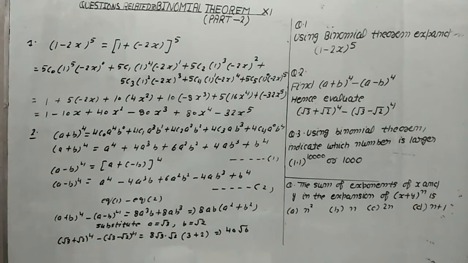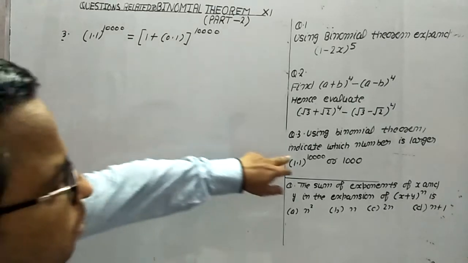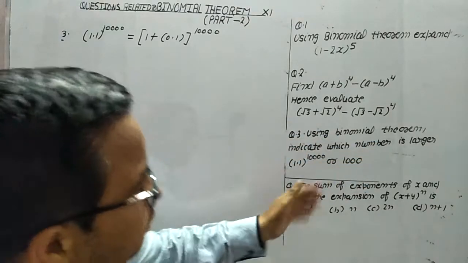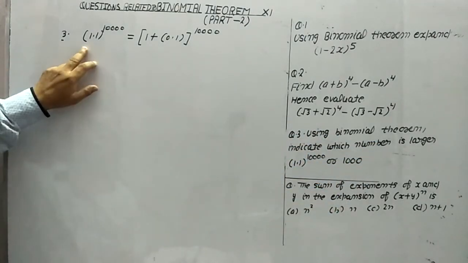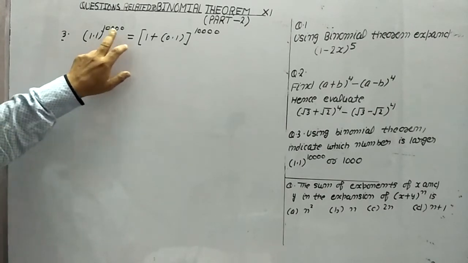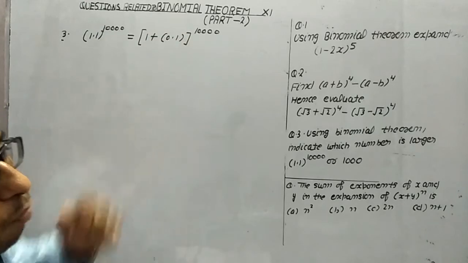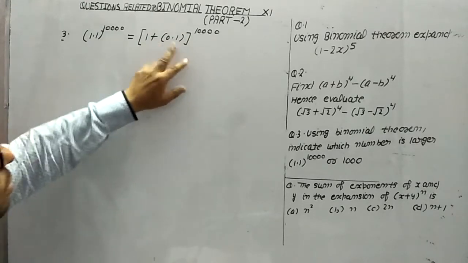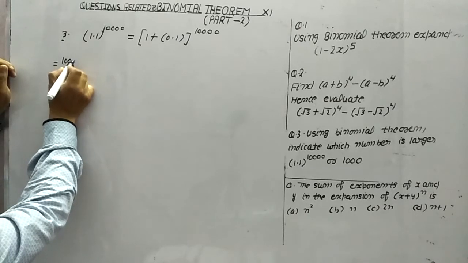Now let's start with the next question. In the next question we have to see, using the binomial theorem, which number is larger, this or this. So in this question we will use a special technique. Look at this thing, we have (1.1)^10000. So first of all we will write down (1 + 0.1), so this is x, this is a. Now expand binomially.